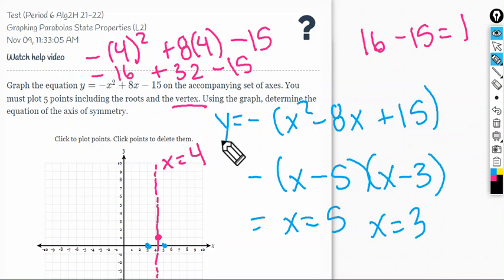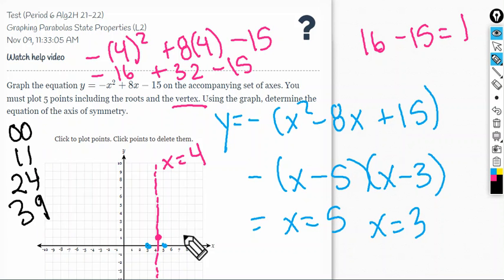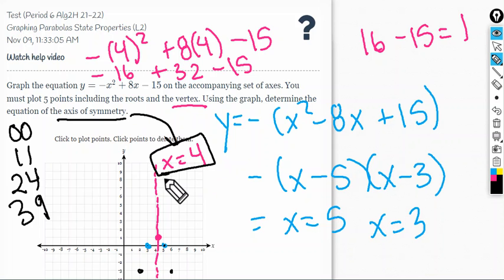So now the third thing I'm going to do is just use the rest of my points. And I'm going to open it down. Over 1, down 1. Over 2, down 4. Reflect and connect. Now this time it's asking me for the axis of symmetry. You have to do everything to graph it, and then it's just asking you to pick out one piece of information here.